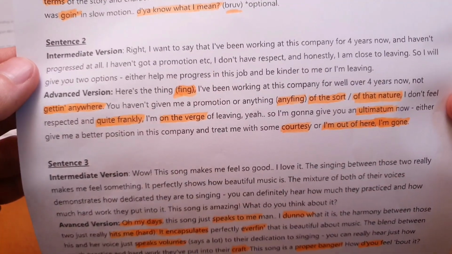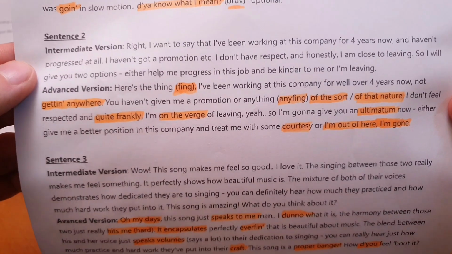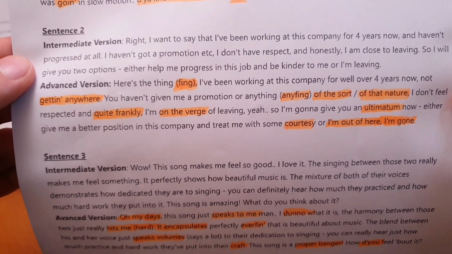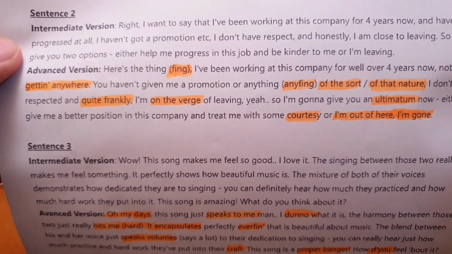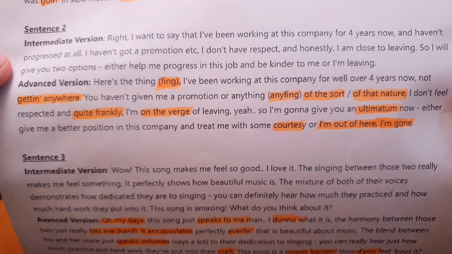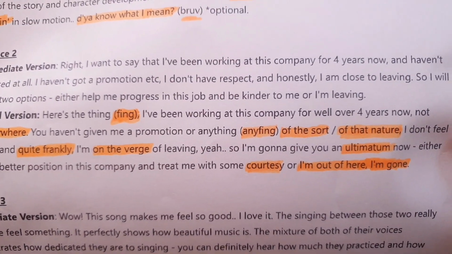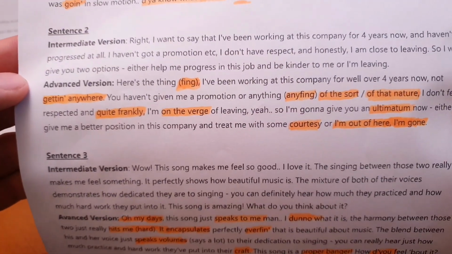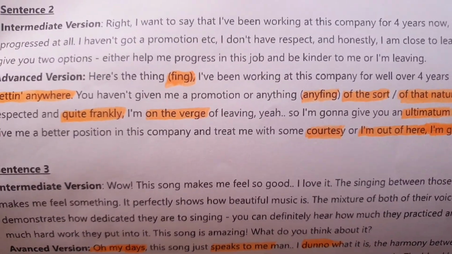So the second sentence, here we go. This is the intermediate version. Right, I want to say that I've been working at this company for 4 years now and haven't progressed at all. Haven't got a promotion, etc. I don't have respect, and honestly, I am close to leaving. So I will give you two options. Either help me progress in the job and be kinder to me, or I'm leaving. Okay, not bad, not bad. But let's now do the more advanced native version.